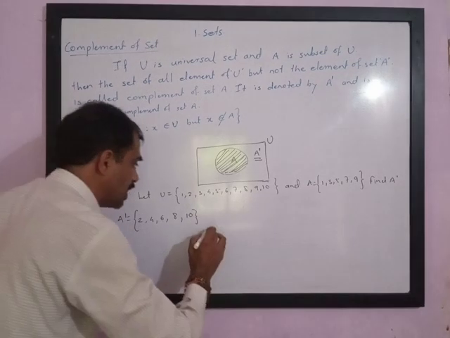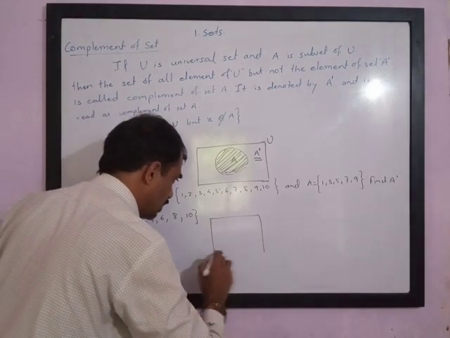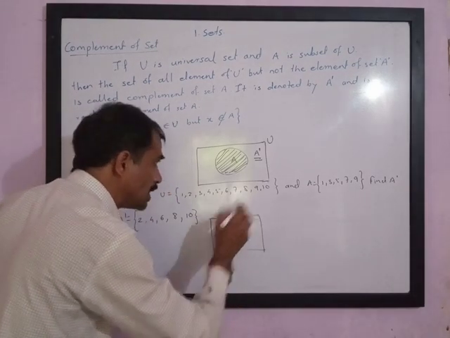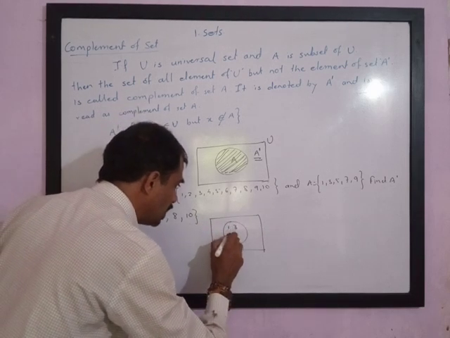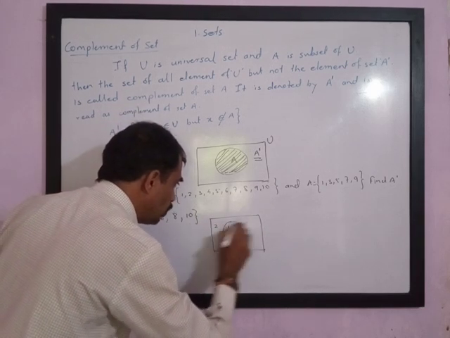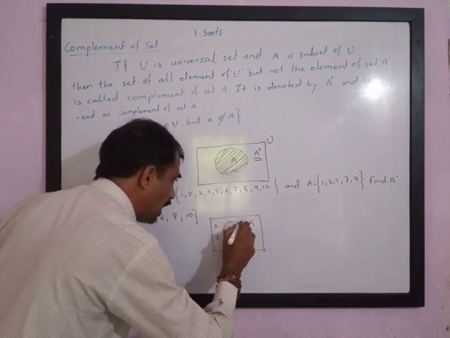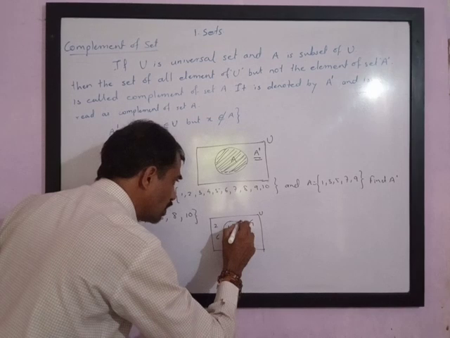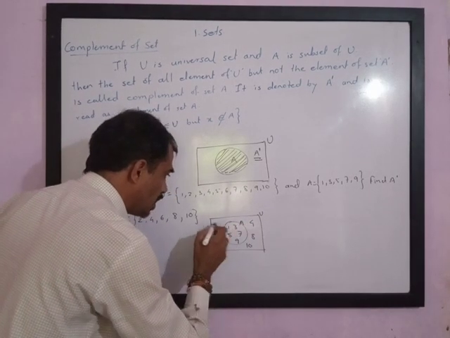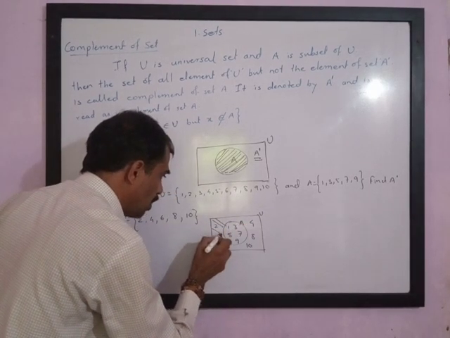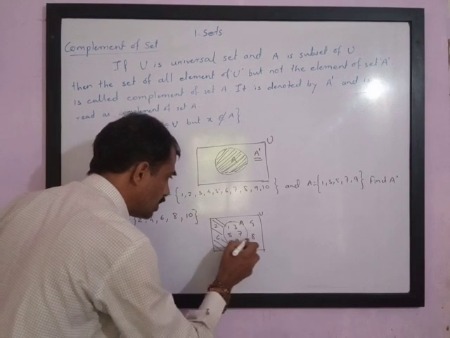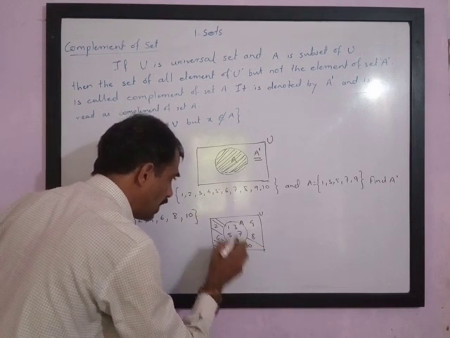Now this can be represented by a Venn diagram something like this. So this is the set A. It has 1, 3, 5, 7, 9, and 2, 4, 6, 8, 10 are the elements outside the set A. This is the universal set. So this is set A and this is the universal set. The shaded portion now represents A's complement.